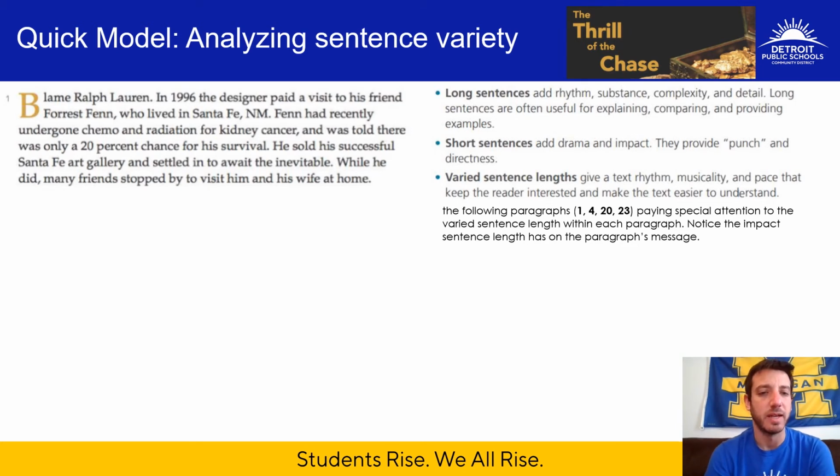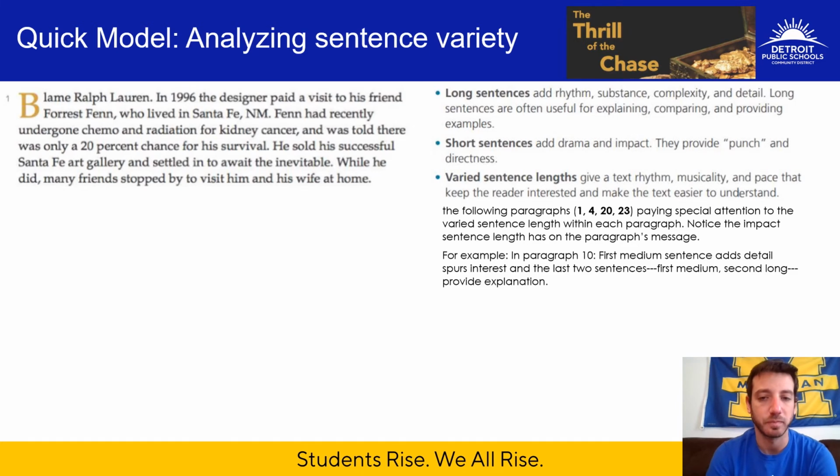Blame Ralph Lauren. In 1996, the designer paid a visit to his friend Forrest Fenn, who lived in Santa Fe, New Mexico. Fenn had recently undergone chemo and radiation for kidney cancer, and was told there was only a 20% chance for his survival. He sold a successful Santa Fe art gallery and settled in to await the inevitable. While he did, many friends stopped by to visit him and his wife at home.